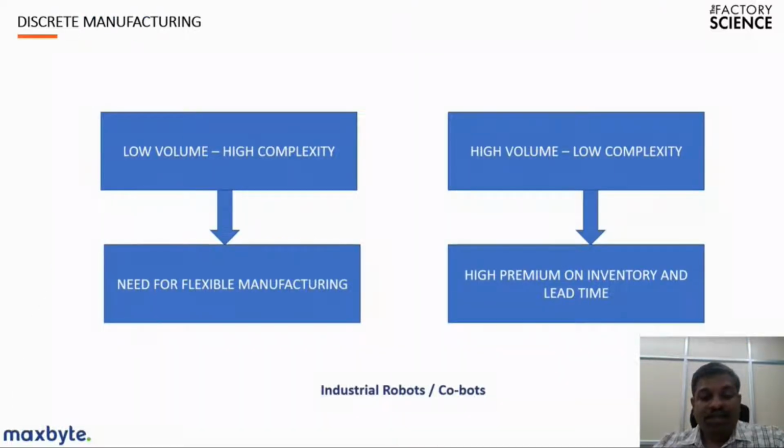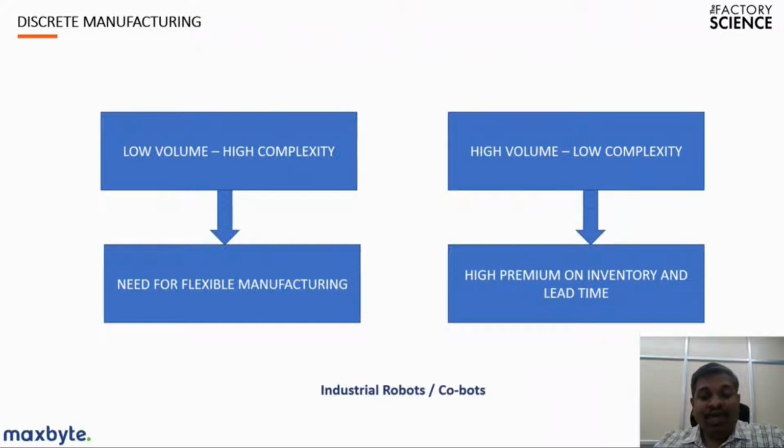Coming to discrete manufacturing, it is often characterized by individual or separate unit production. It is not like a process industry where one component is dependent on another. The units can be produced in low volume with high complexity, or high volume with low complexity. These are the two options when we consider discrete manufacturing.